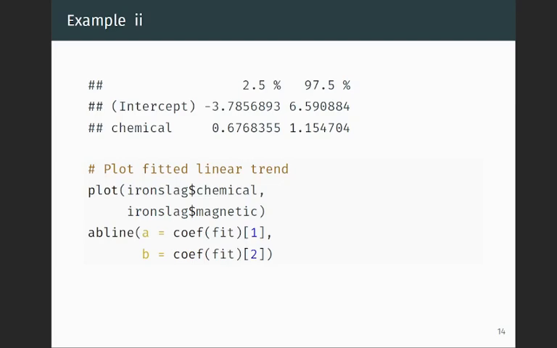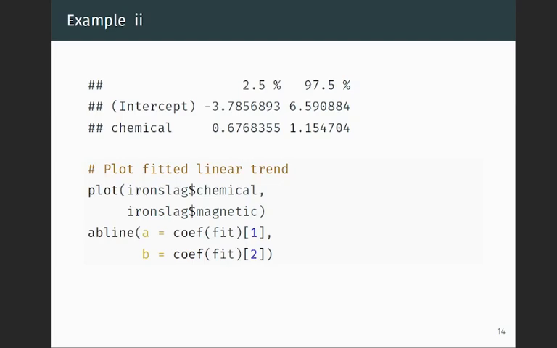Okay, so this is simple linear regression, just one covariate. So we can actually look at a plot of the outcome versus the covariate. And we can check whether the fitted linear trend is a good description of the data. So let's do this.